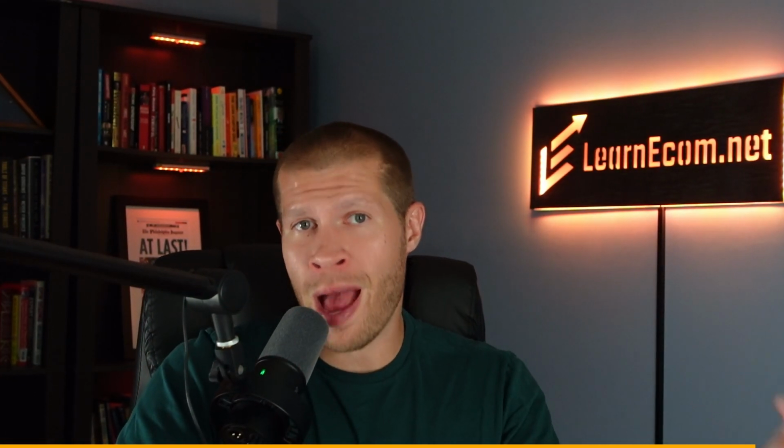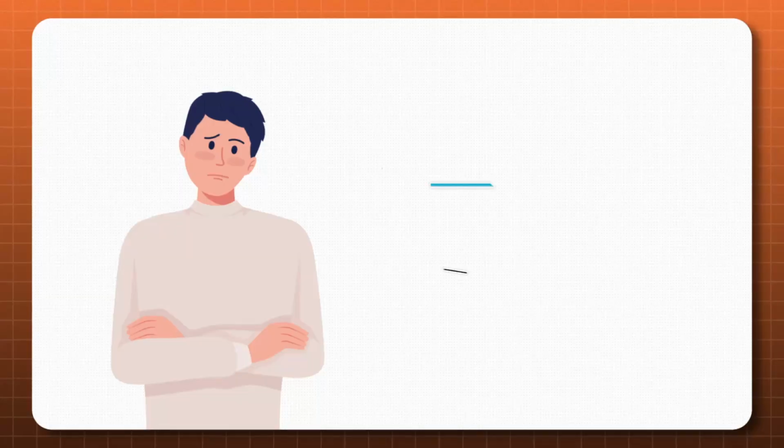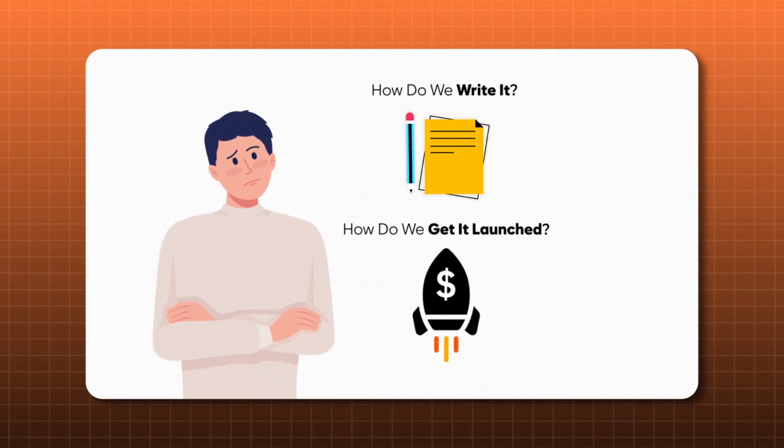All right, so we've now validated the book idea using Seller Sprite and actual product research, right? But how do we write it? How do we get it launched to actually make money?